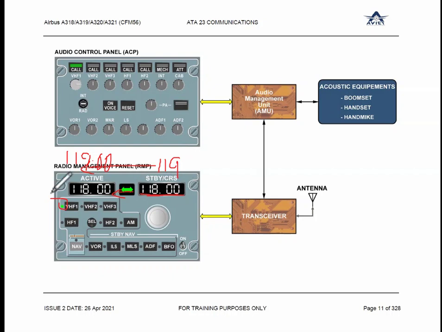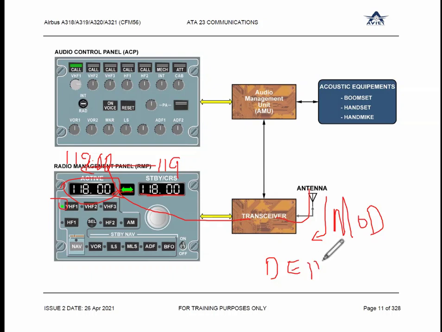So now this frequency 119.00 will go to the transceiver, and the transceiver will do the functions of modulation and demodulation. If it is transmitting outside, it will do the modulation, right? And if it is coming back to receive, it will do demodulation, right? It is an electronic term.